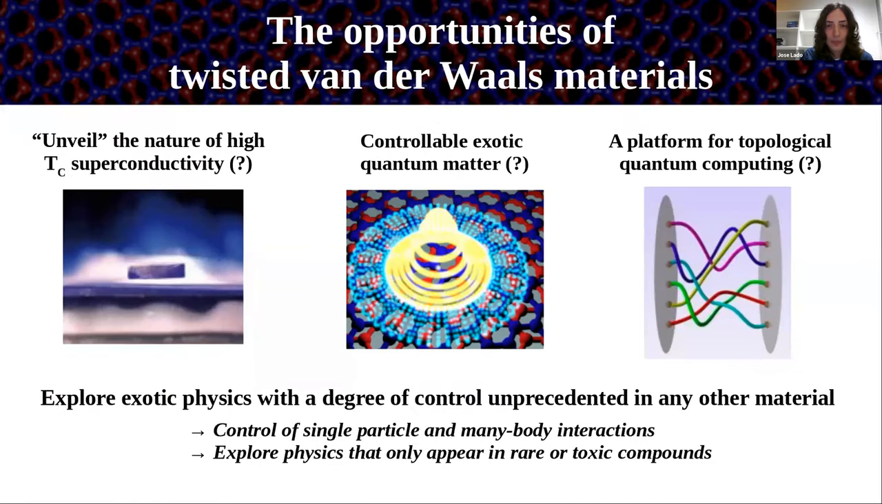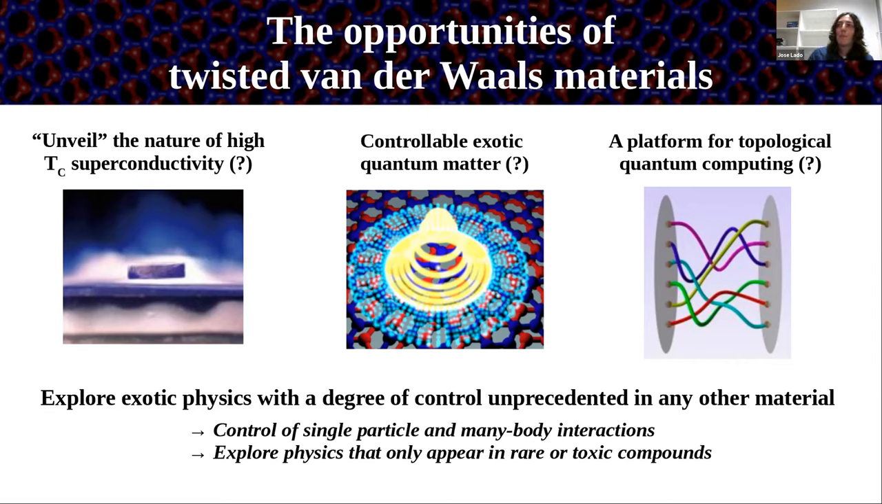So the idea that this is suggesting to us is that perhaps in these twisted 2D materials, we can go one step beyond what we can usually do with bulk compounds and what we can usually do with the other platforms for artificial quantum matter. So of course, one of the ideas that has been in the field for quite some time is that these twisted graphene bilayers may allow us to understand something more about high Tc superconductors by allowing us to explore phase diagrams that we were not capable of accessing so far.